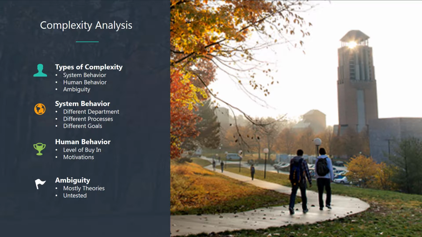To build off of that, we have human behavior. Human behavior depends on the level of buy-in from each individual that is working on this program, because each individual may have different motivations. You talk about someone at the beginning of their career versus someone at the end of their career, someone who might be looking to move up within Western University, or someone that might be wanting to move on from Western University. Depending on what that person's motivations are, it definitely adds complexity to the implementation of the program. And then finally, ambiguity.